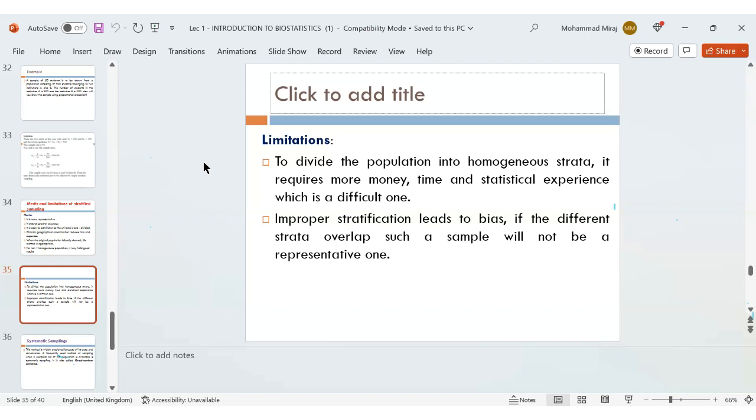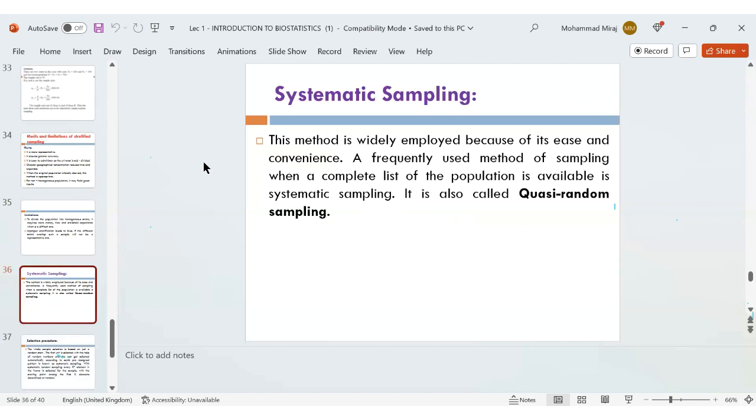However, there's also one flaw: if there is an improper stratification, then it can lead to bias. If I am using an improper stratification, it is not a true copy of the population which I am going to represent. So that is an important aspect.